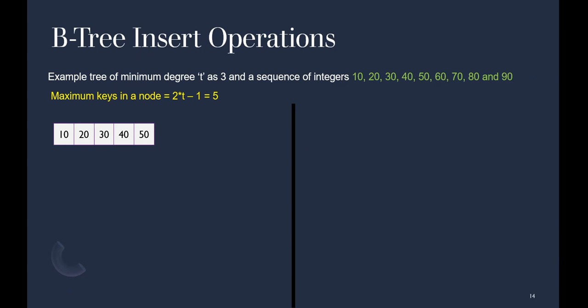B-tree insertion operation takes place in the bottom-up approach. We can see an example given an array. Firstly, we have to search for the maximum keys in a node using the formula 2t minus 1, which is 5. We insert 3 in t, we get a 5. Then we sort in an array of 5 elements.